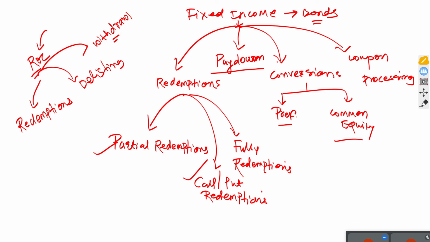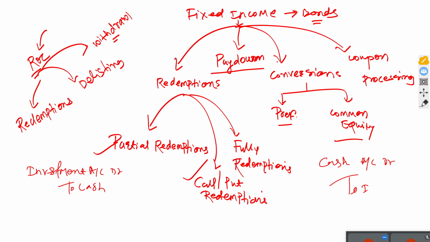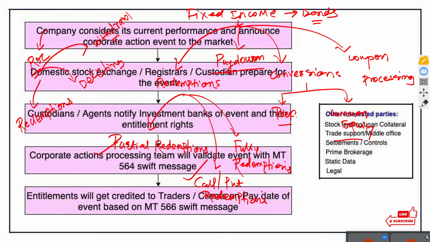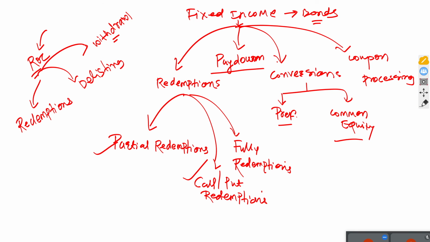Because when you subscribe or participate in an investment, we record it as a purchase, like investment account debit to cash. When you enter into an investment, we record the entry like investment account debit to cash. And when you sell it, cash account debit to investment. Just add the words like partial redemption, call, put, or full redemption, depending on the redemption type. Just add that word. That's it.